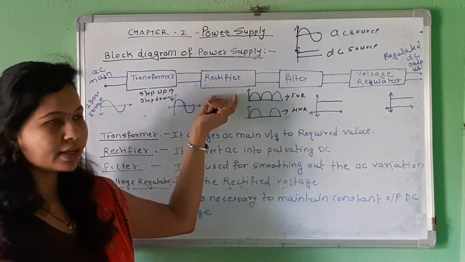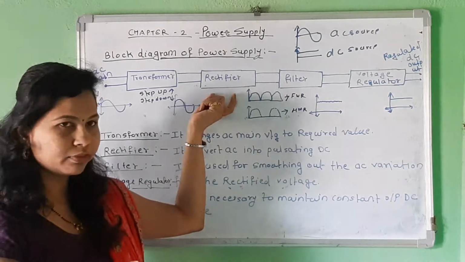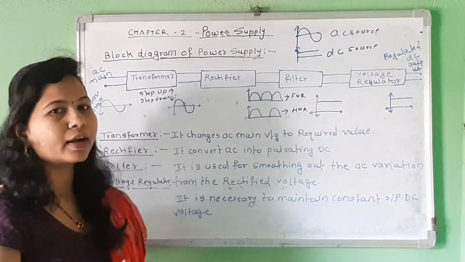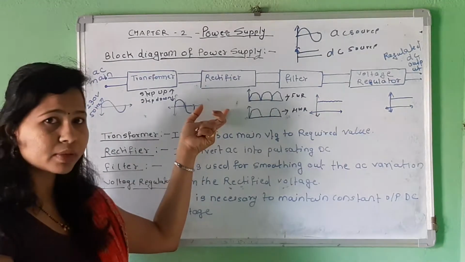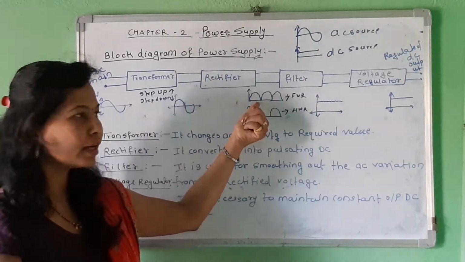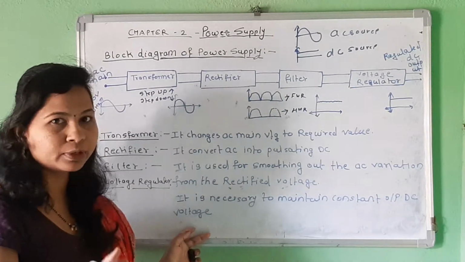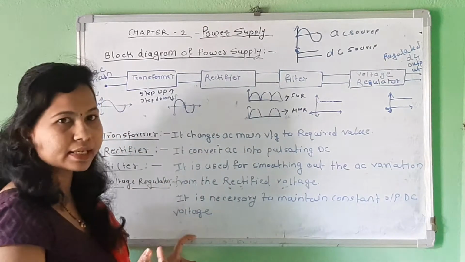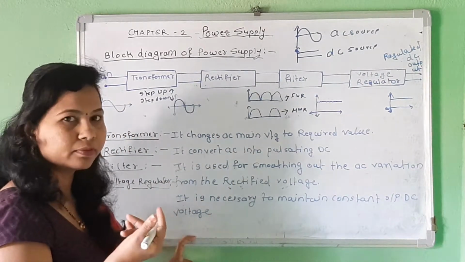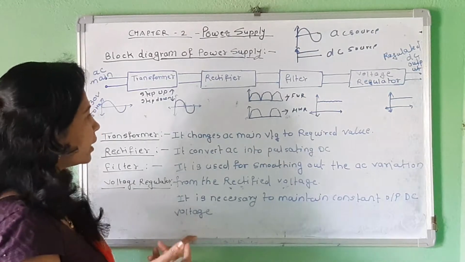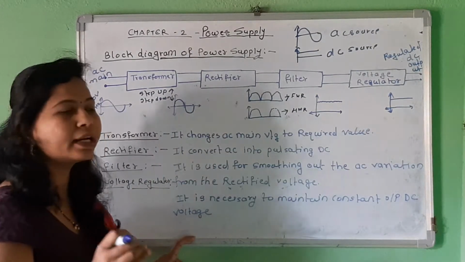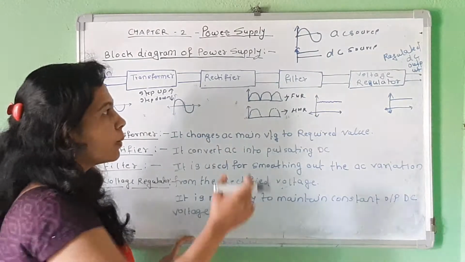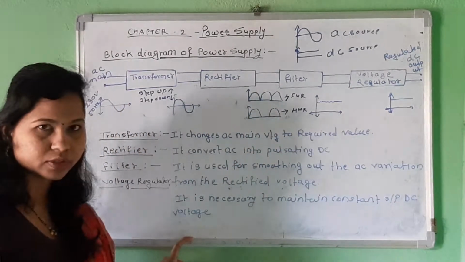In rectifier circuits, there are two types of rectifier. First is full wave rectifier, second is half wave rectifier. What is the difference between them? Full wave rectifier rectifies the waveform fully, and half wave rectifier rectifies the signal only in one half cycle. So the use of rectifier is to convert the AC voltage into pulsating DC voltage.